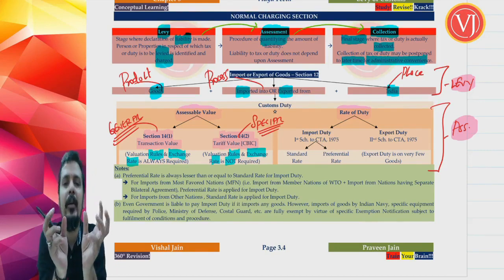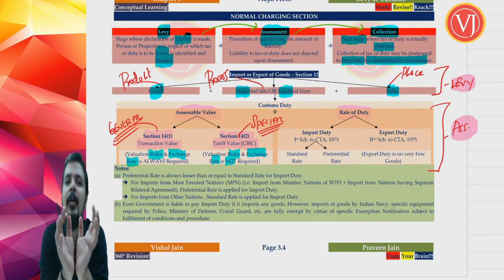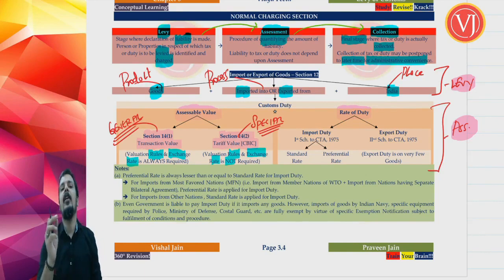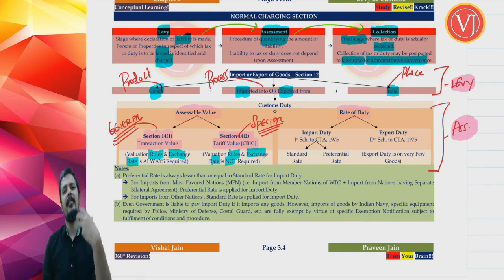As of now, understand that valuation in customs has got two branches. What are the two branches? Normal valuation branch, section 14, subsection 1, transaction value, where valuation rules and exchange rate will always be required. Special branch is section 14, subsection 2 for notified goods by central government, where tariff value will be given by CBIC, where you don't require valuation rules and exchange rate. We'll be discussing much about that in your valuation chapter. So, in the introduction of valuation chapter, we'll be spending a lot of time to understand this.